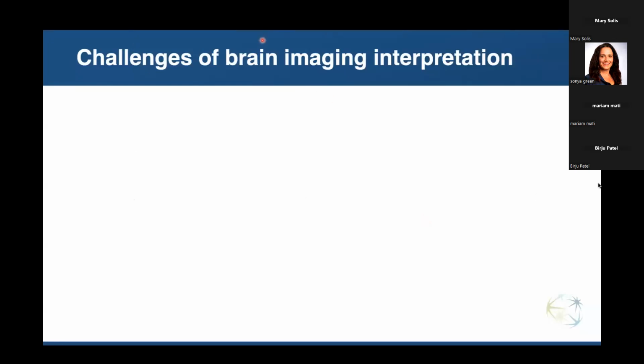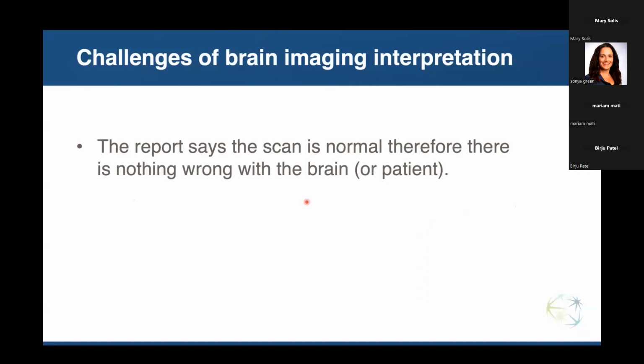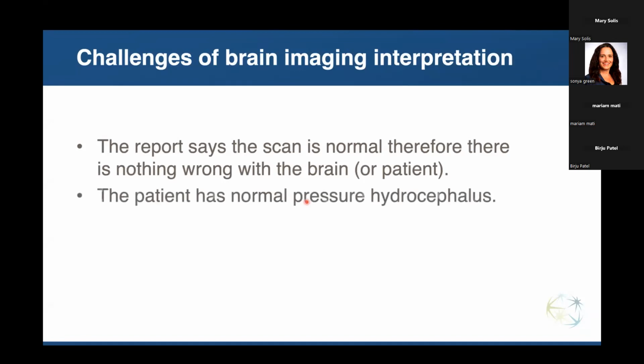So what are some of the challenges, and I'll get back to some more images in a moment, what are some of the challenges of brain imaging interpretation? And probably one of the first ones that I've already mentioned is just be cautious with normal scans and telling the patient that there's nothing wrong, because sometimes the scan may be normal, but yet there are still some subtle changes you can't see yet, or sometimes the report may not be entirely accurate, and I'll show you that in a moment. This is something commonly that you see that I alluded to just a moment ago.